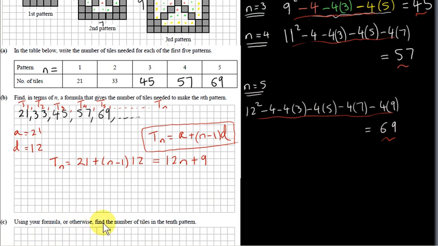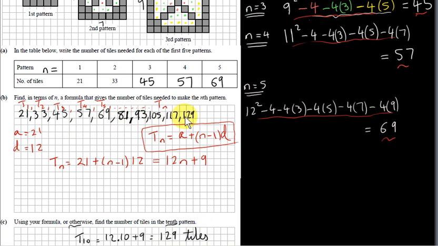Using your formula or otherwise, find the number of tiles in the 10th pattern. So I could write out 10 of these here. That would be the other way of doing it. Just write out 10 terms, just keep adding 12 each time. Or I could plug 10 into this formula here. We want the 10th pattern. So T10 is 12 times 10 plus 9. That's 120 plus 9, which is 129 tiles.